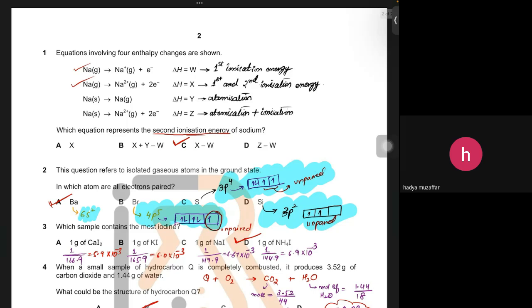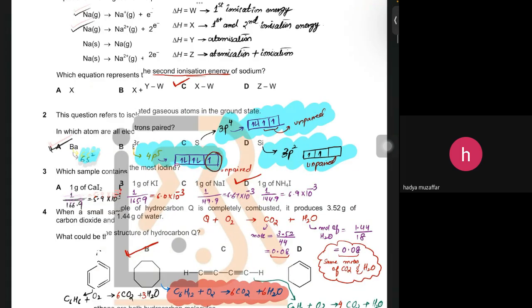If you can check bromine, it's ending on 4p5. 4p5 means that it has an unpaired electron. And if you can check sulfur, sulfur is ending on 3p4. It's also unpaired. Okay. And if you can see silicon, that is 3p2, it's also unpaired. So option A is correct because in the barium, all electrons are paired.